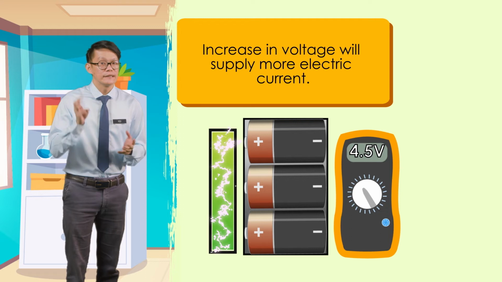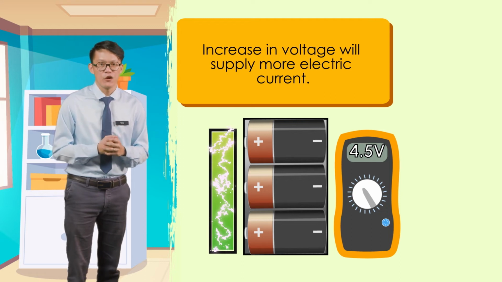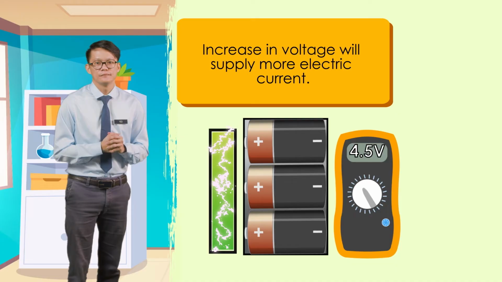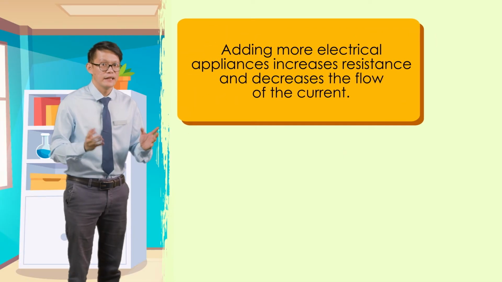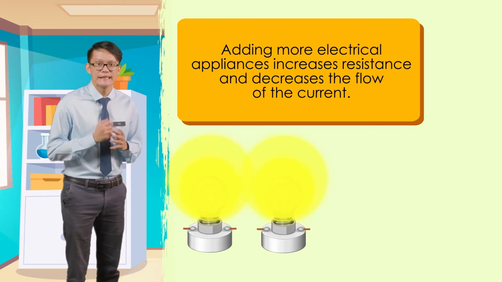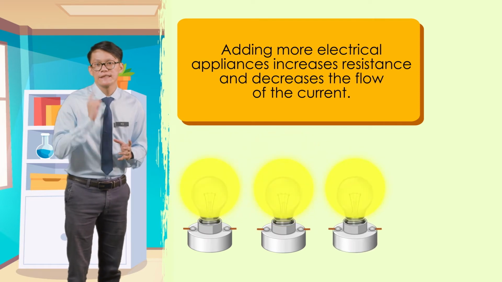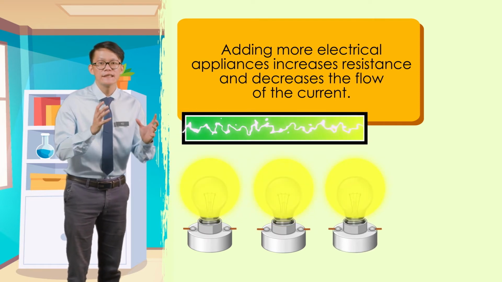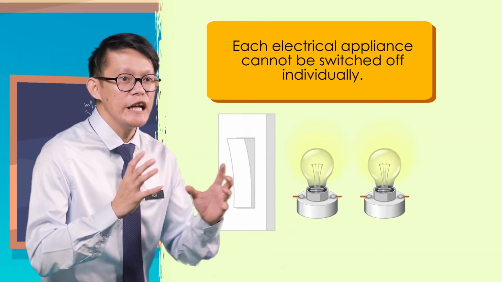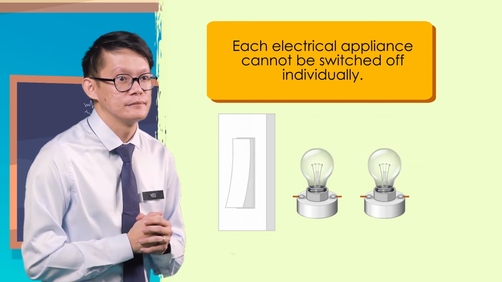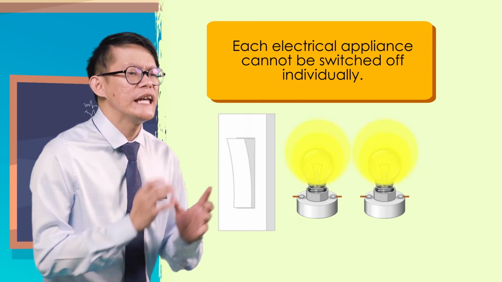There are also 3 disadvantages of using the series circuit. First, when one of the electrical appliances is damaged, other electrical appliances in the circuit cease to function. Second, adding more electrical appliances increases resistance and decreases the flow of the current. And third, each electrical appliance cannot be switched off individually.